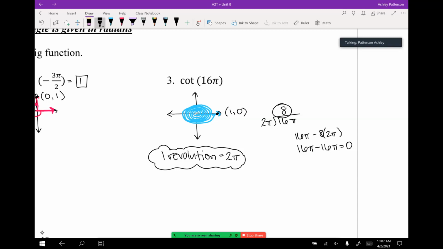Cotangent is the reciprocal of tangent, so therefore it is cosine over sine. It is x over y. What is this? Undefined. Very good. If you have 0 in the denominator, ladies and gentlemen, you cannot divide by 0. So the cotangent of 16 pi is undefined.